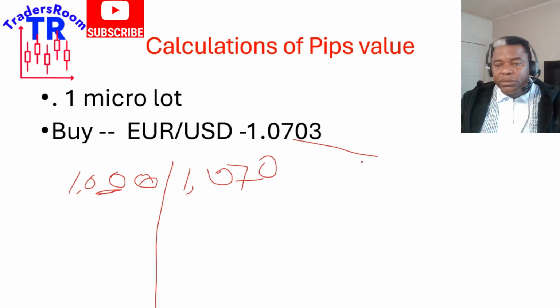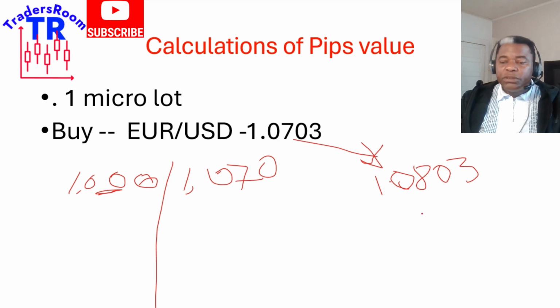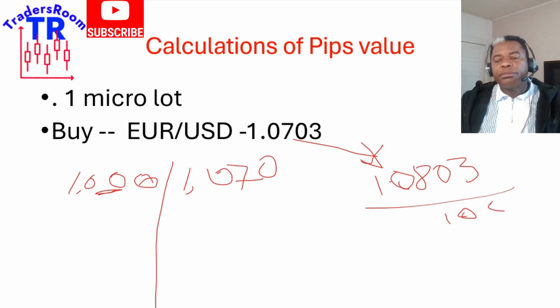So you have 1,070, and by the time you now trade with this $1,000, you were now able to increase your pips to 1.0803, which means you were able to gain 100 pips. So this 100 pips, how much is it?